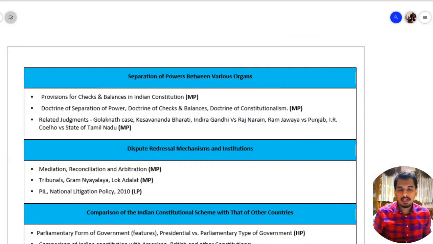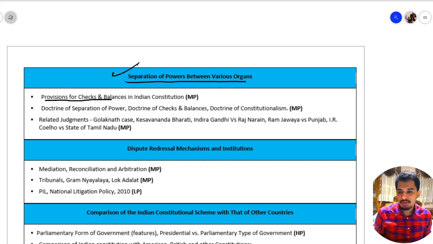Hello everyone. Now we'll be discussing part 2 of the Polity syllabus. So let us begin. First we have separation of power between various organs. In this you should know what the provisions for checks and balances in the Indian Constitution are, like judicial review and the motion of no confidence. Then you should know the various doctrines which have been derived by the judiciary to ensure the separation of power.